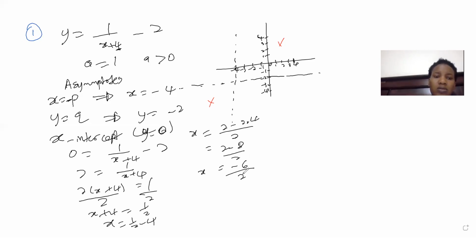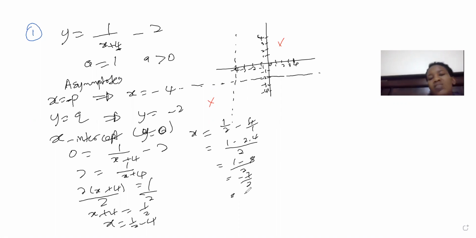Huh? Am I adding correctly? Okay, sorry about that. Let me start. I think now I'm in a hurry. Let's start: 1 over 2 minus 4 over 1. 2, 1 minus 2 times 4. Yeah, 1 minus 8 over 2, which is negative 7 over 2, which is negative 3.5. Okay, yeah, that's x. Then let's get y-intercept.